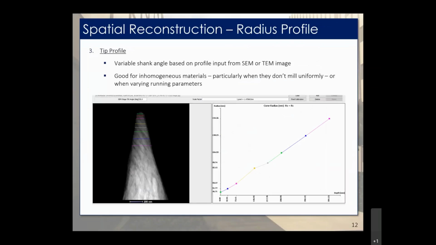A kind of extension of that is to also do a tip profile reconstruction, where you are basically using a variable shank angle. And normally we would be measuring the shank angle from an input TEM or SEM image. In the tip profile, you're using the exact profile based on that image. Now, this is good for inhomogeneous materials, particularly when they don't mill uniformly in the FIB. You might have different phases that lead to an overall sample shape that's not of a uniform shank angle, so you can more easily or more perfectly match it by building a tip profile.